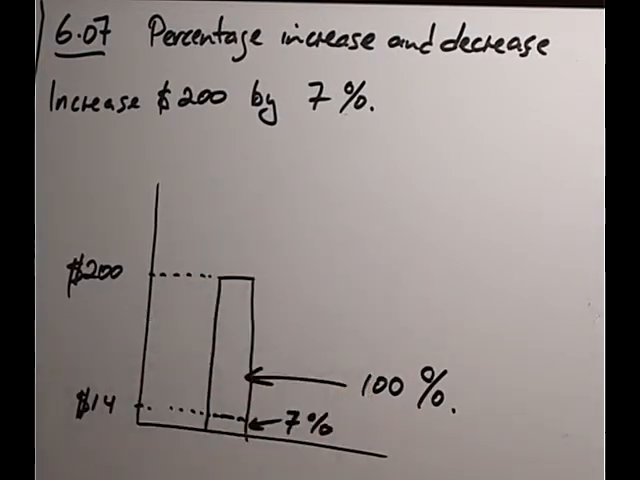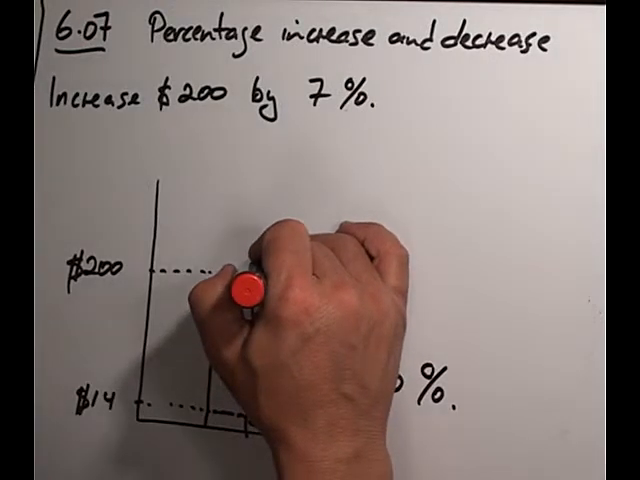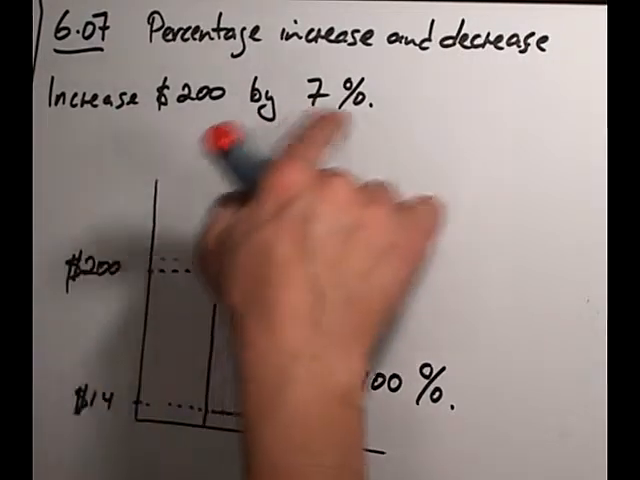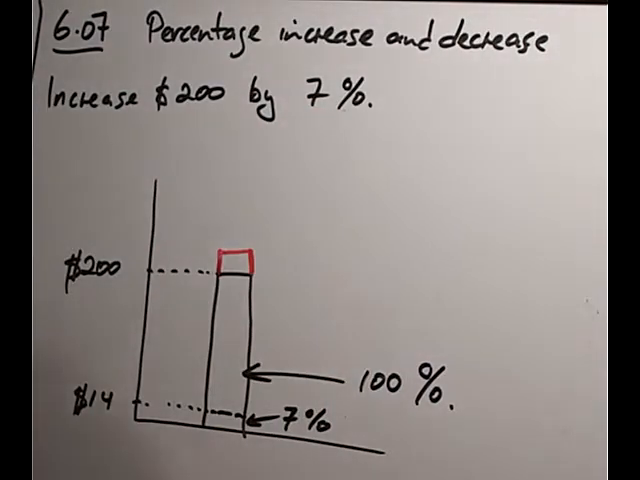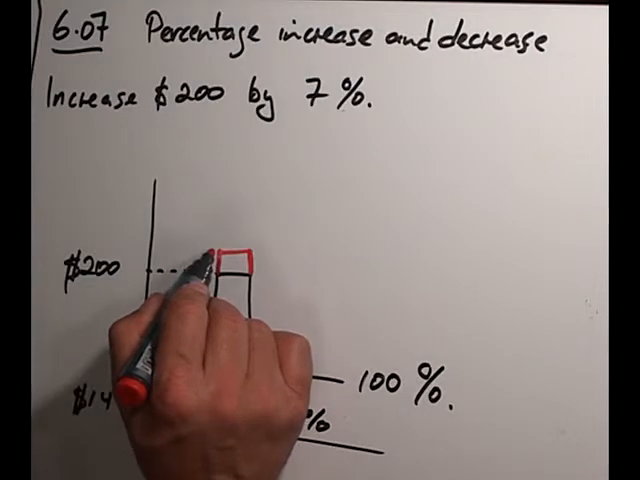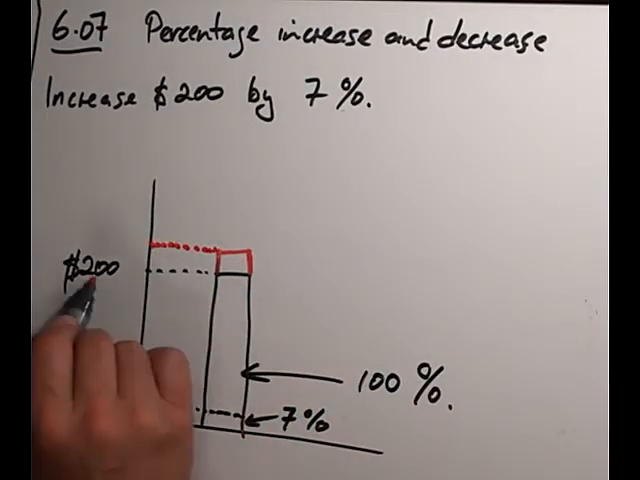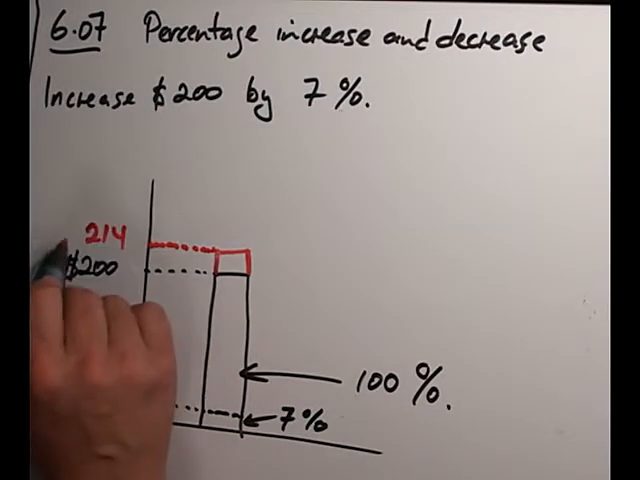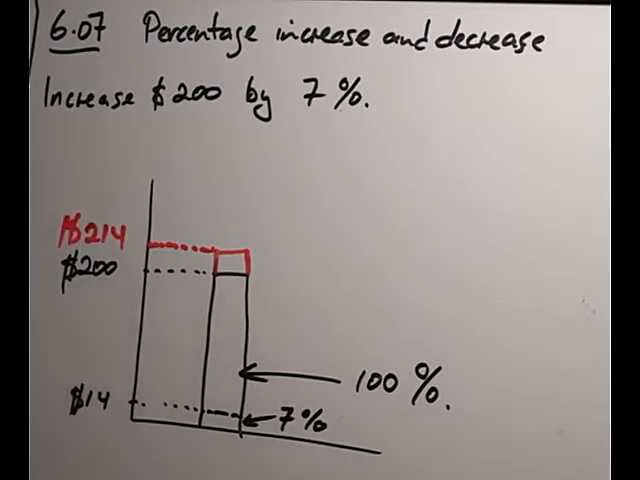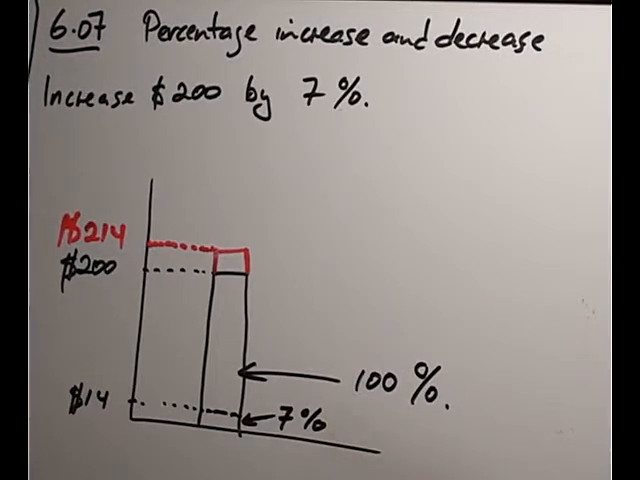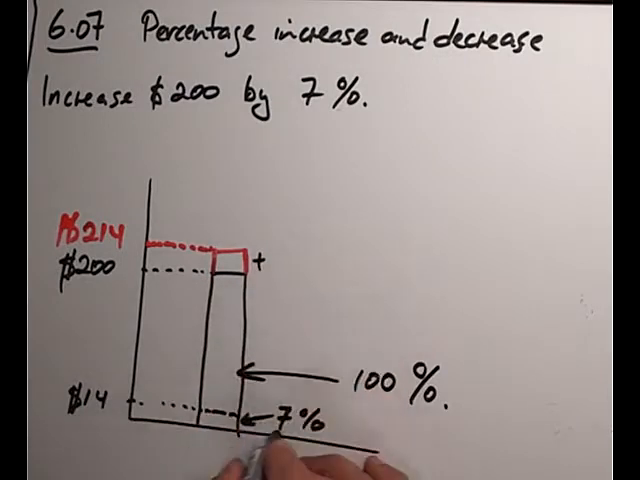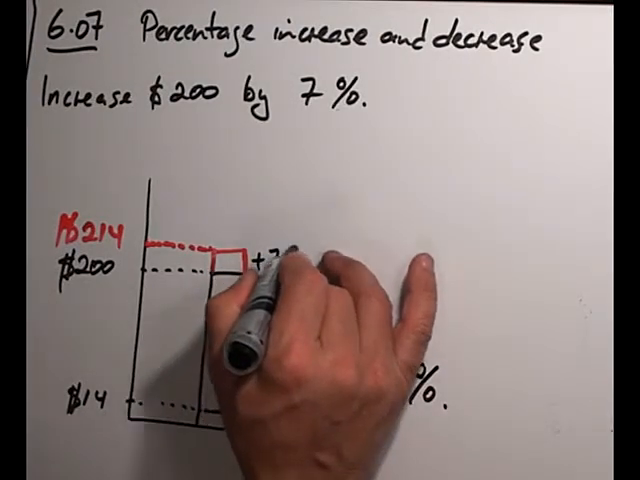And I put it on top of my 200 because I'm asked to increase my 200 by 7%. So I take this $14 and I put it on top. Now my total amount is not going to be 200, but it's going to be 200 plus 14. But notice, what is my total percentage? My total percentage is going to be this 100% plus the 7% which I've put on top.